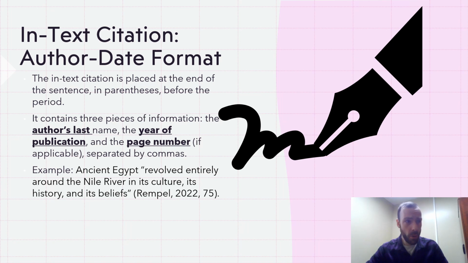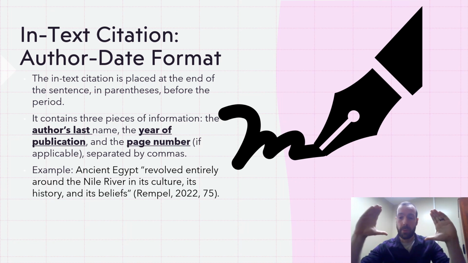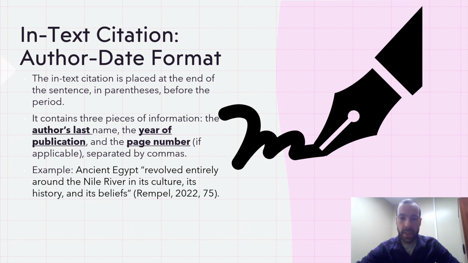One of the types of Chicago style citation is called the author date format. It looks quite a bit like other styles that we've covered. It looks quite a bit like MLA, it looks quite a bit like APA. That's because it involves parentheses at the end of the sentence before the period. It contains three pieces of information: the author's last name, the year of publication, and the page number, if applicable. And each one of those pieces of information is separated by commas.